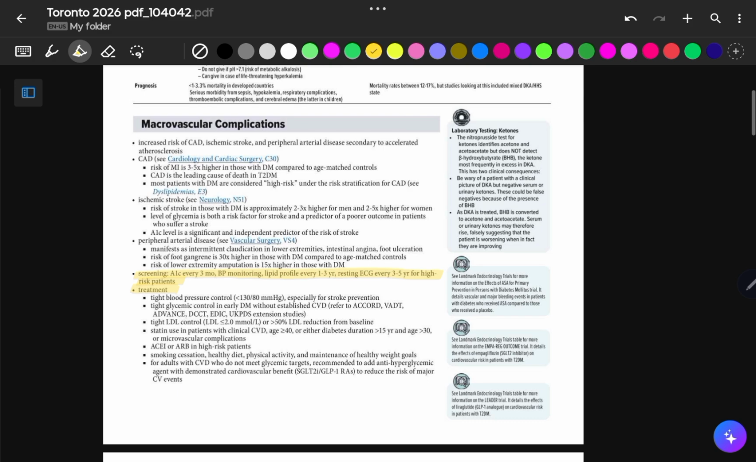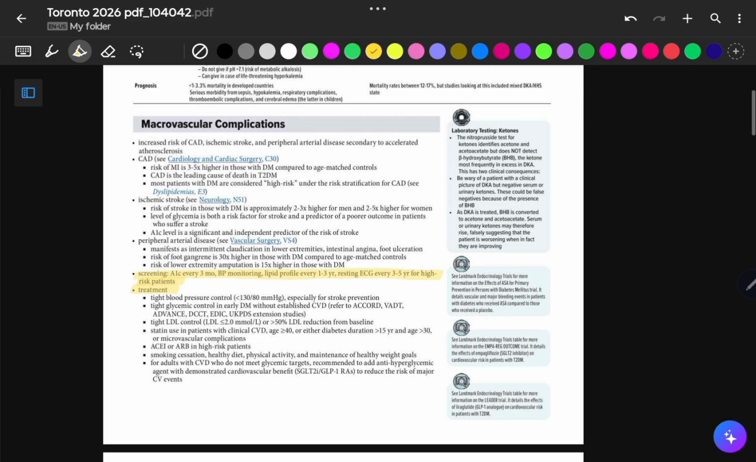Treatment: you want to titrate your blood glucose control. Make sure that the patient's blood pressure is below 130/80, especially for stroke prevention. Tight glycemic control in early diabetes without established coronary vascular disease. So it's your blood pressure control, blood glucose control, and lipid control. You make sure that your LDL is less than 2 mmol per liter, or more than 50% LDL reduction from the baseline.